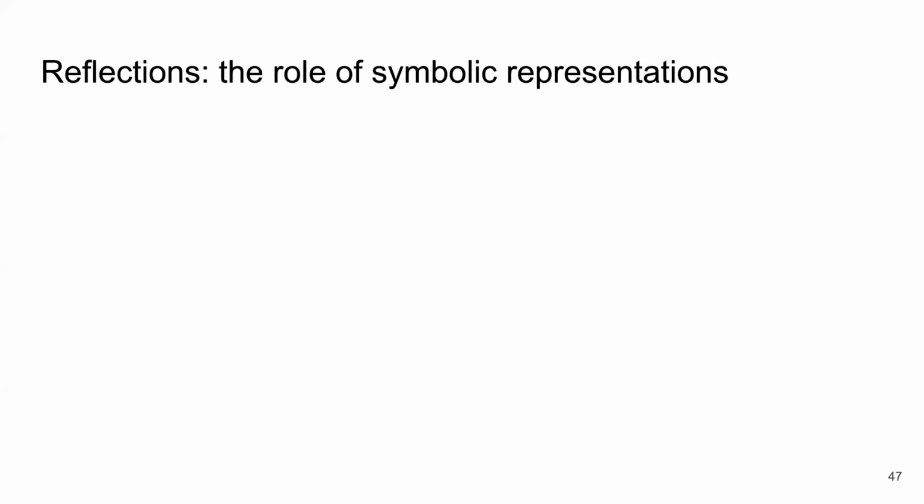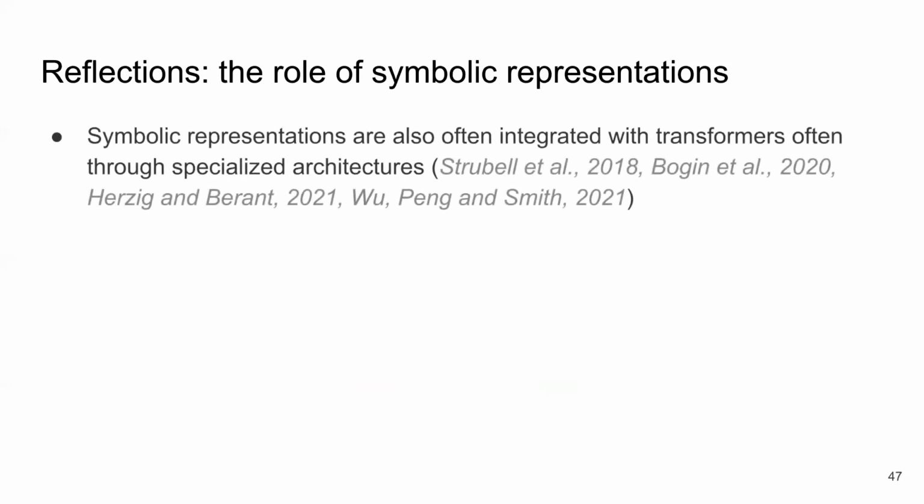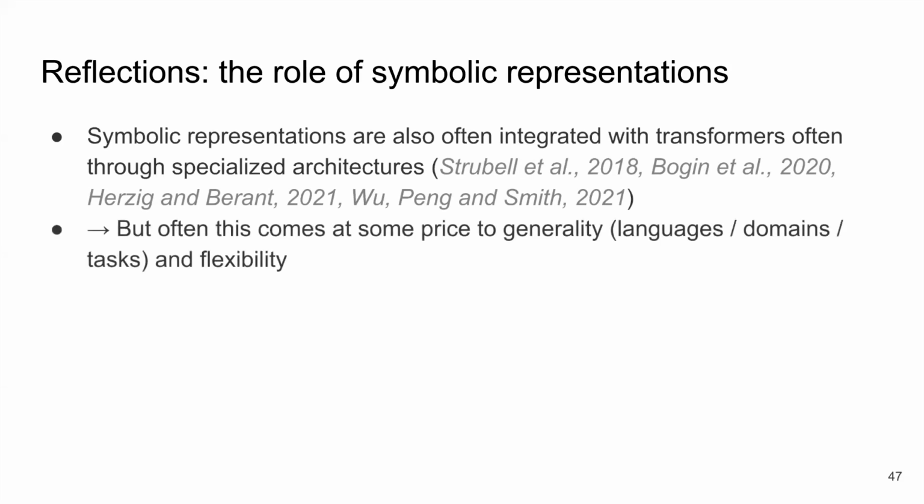Okay, so just to wrap up, because I know I'm almost over, two slides of reflections. There's a lot of very interesting work, and I also work on it, on integrating symbolic representations very tightly with transformers by changing their attention and constraining their attention to behave in a certain way. And this is very interesting and also successful, but it comes at a price to generality. It's not always possible to do that for all languages, in all domains, or for all tasks.